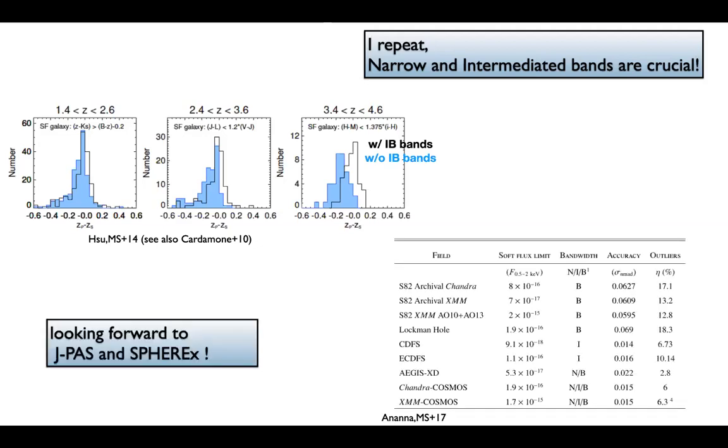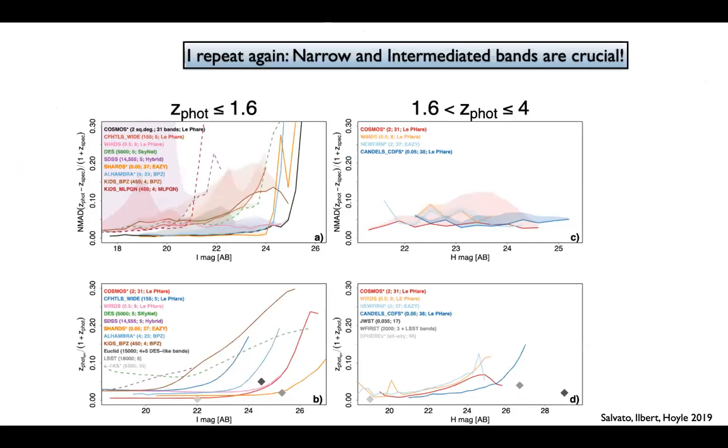Finally, I would like to have another plot again on narrowband and intermediate band photometry, where we show that all the existing surveys that have intermediate narrowband photometry, these are those with the asterisks, are those that have the higher accuracy also at the faint end of the magnitude distribution. So I really think that we should keep an eye on this kind of data.